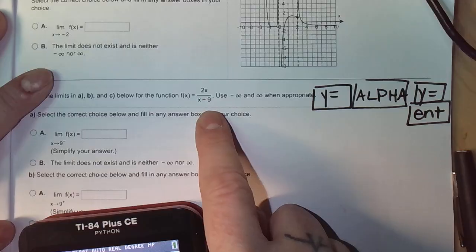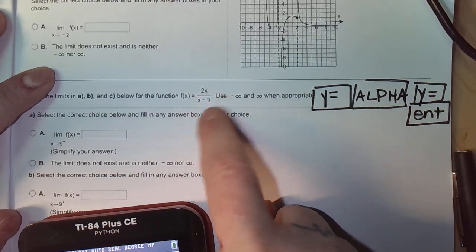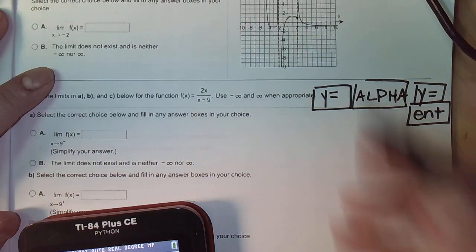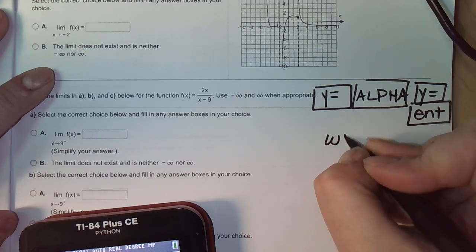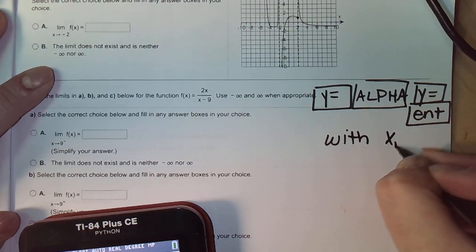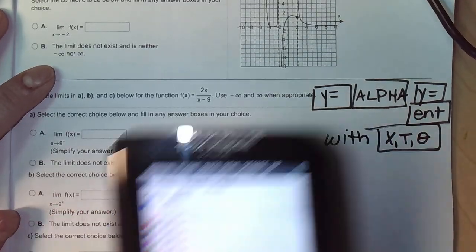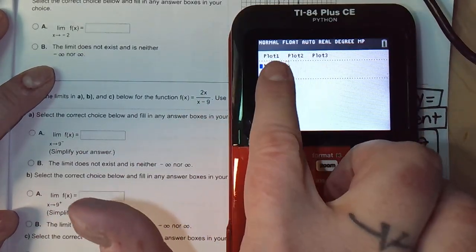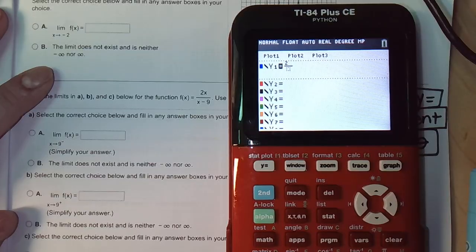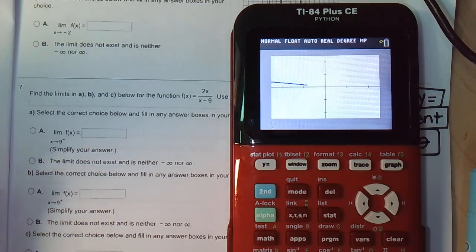Okay, now we're going to type in all of this equation, and we're going to use that X,T,theta button to put the x there. So on the top of my fraction bar, I have a 2, and then I'm going to use this X,T,theta. Then drop down and put x minus 9. Okay, and then let's graph. Oh, my graph's not what I wanted.